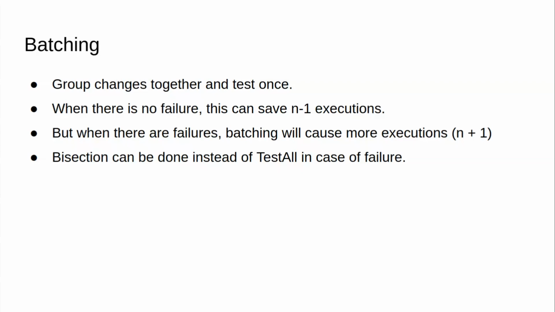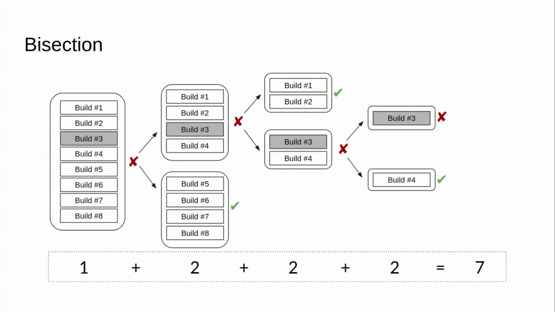We can do bisection, which is basically a binary search algorithm, to improve batching. This figure shows the bisection process. We have one failure and then we split. Then we split again and continue until we can isolate the culprit. And you can see that in total, we need 7 executions.